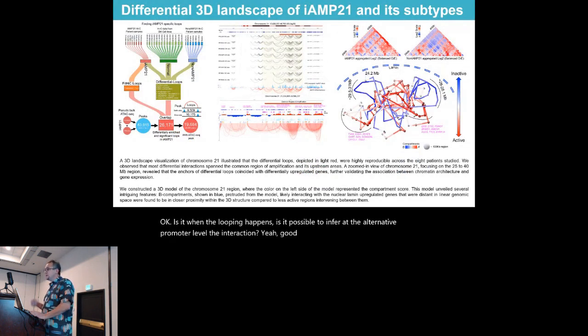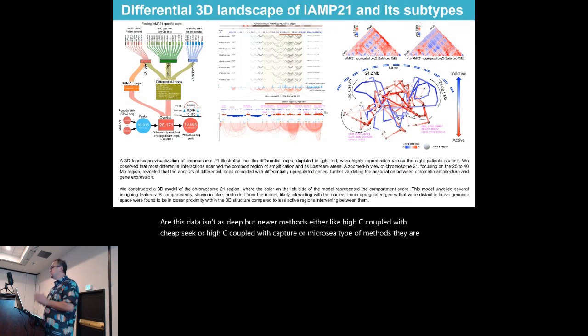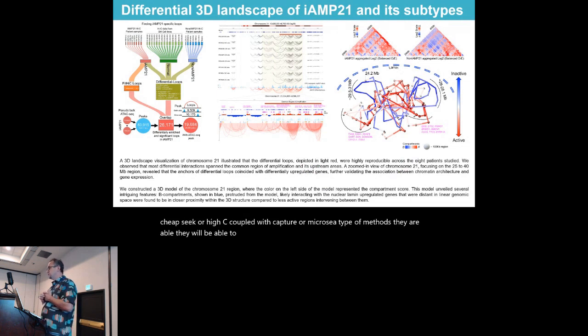Yeah, good question. This data isn't as deep, but the newer methods, like Hi-C coupled with ChIP-seq or capture, or Micro-C type methods, will be able to distinguish alternative promoters from one another, especially if they are more than 5-10 kb away. Certainly, 10 years ago, after leaving your lab and starting my lab, I looked at these and the resolution wasn't there. But right now it is.